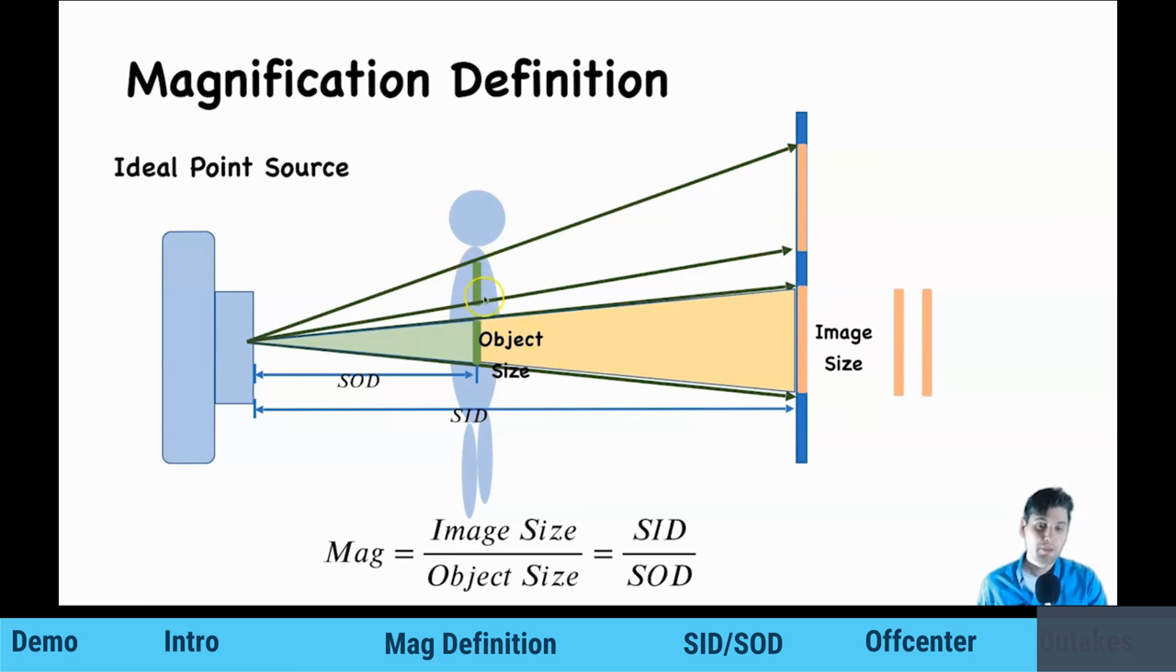If you took your object and you rotated it, then you can get significant variation, and that's what makes projection radiography quite difficult as far as interpretation.